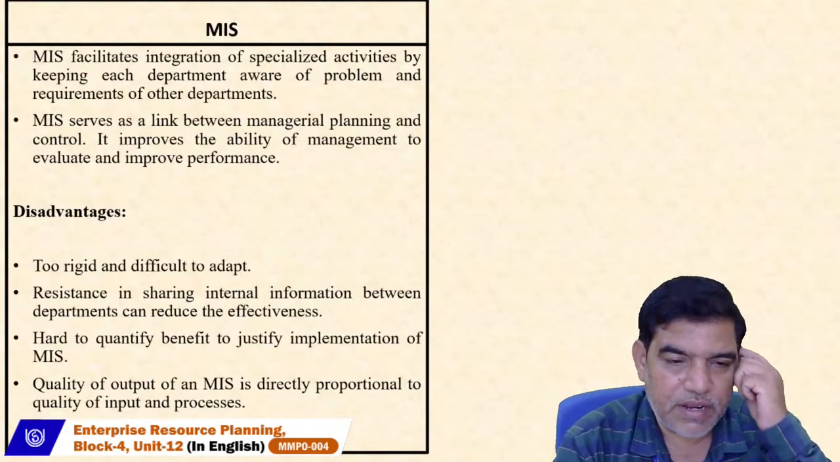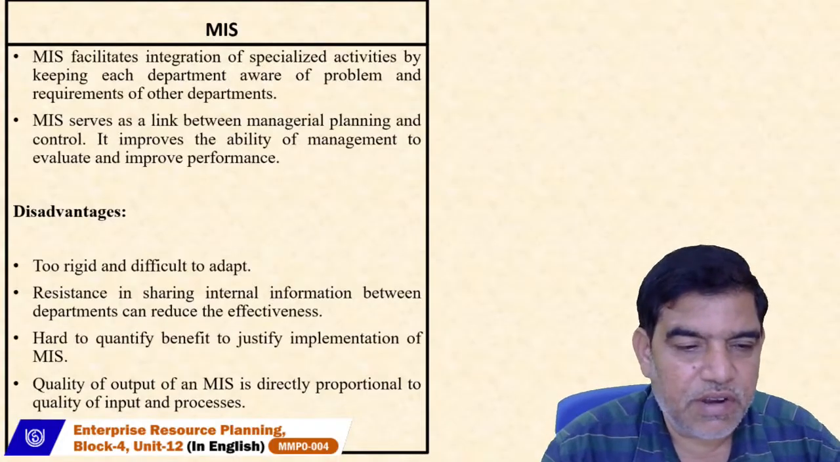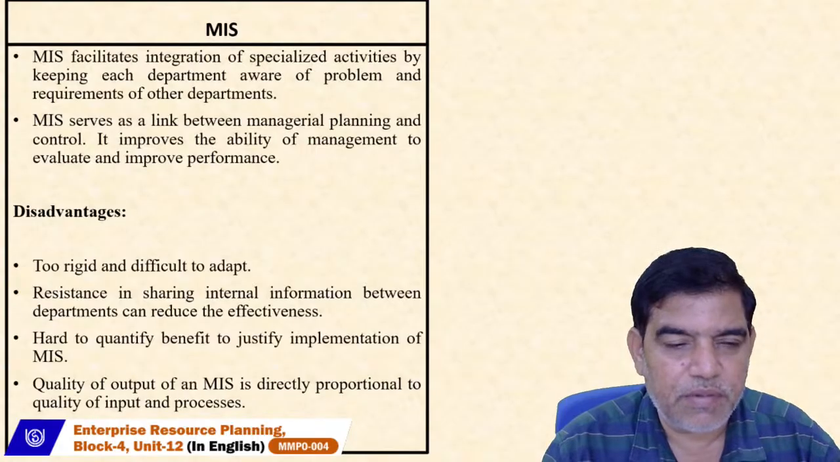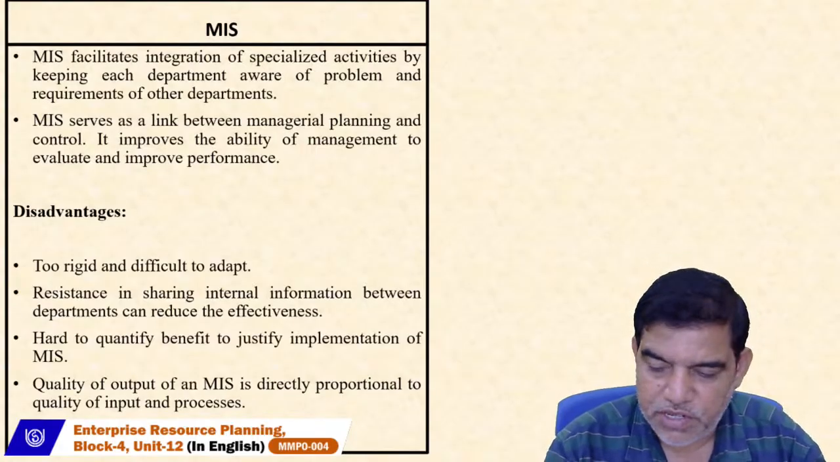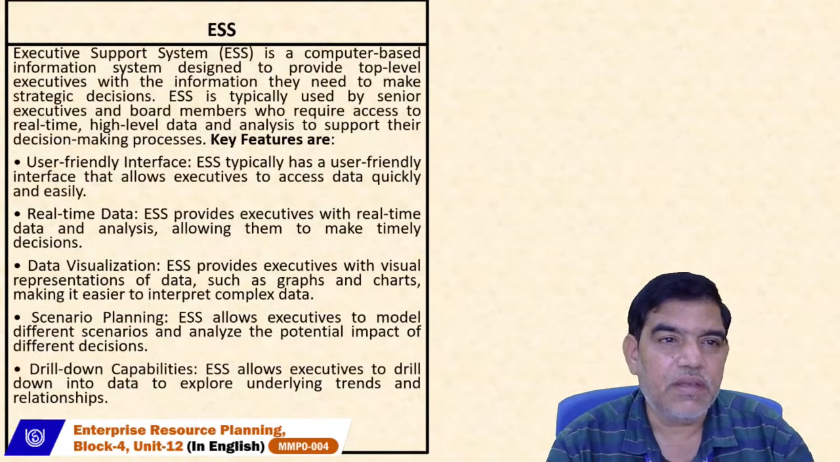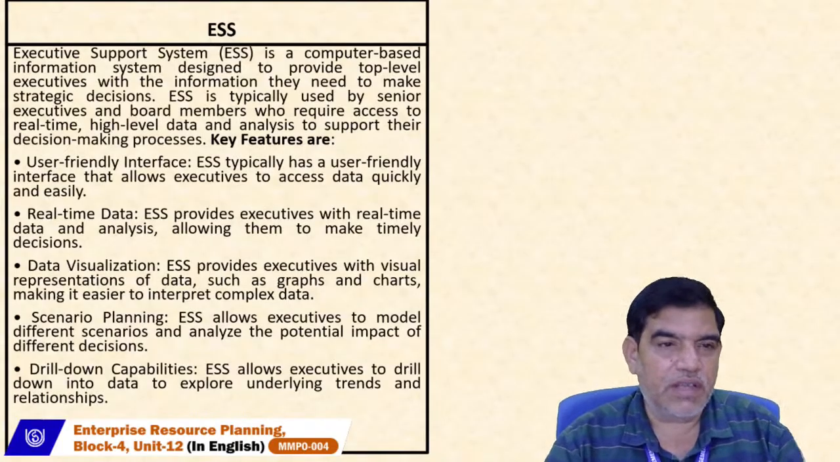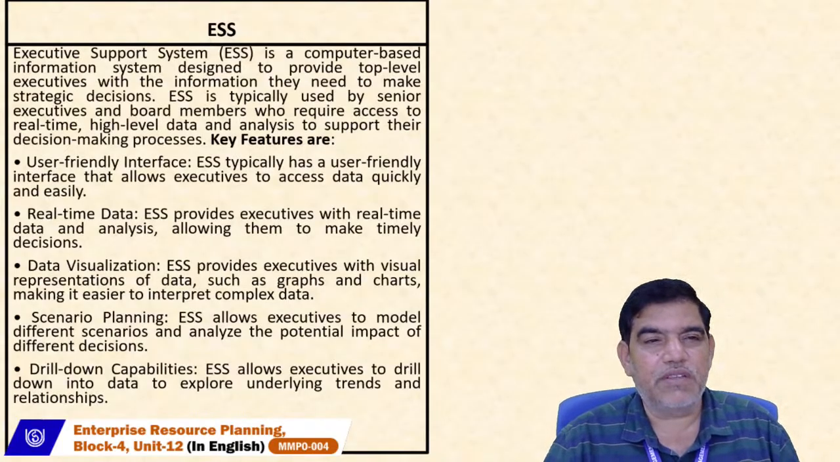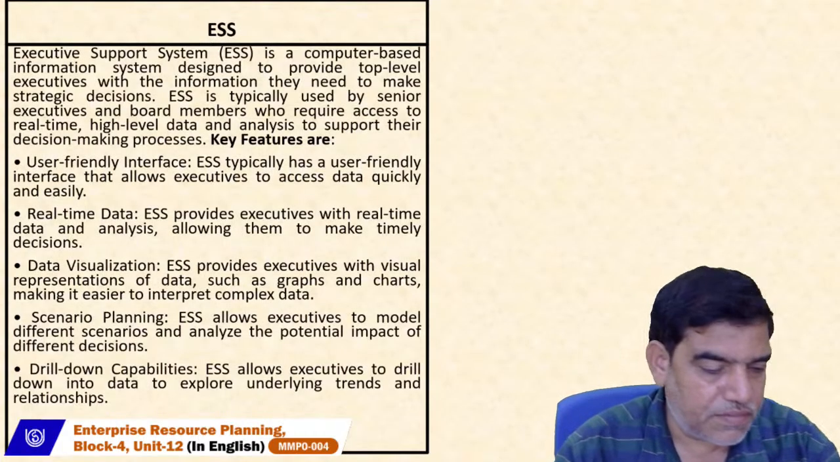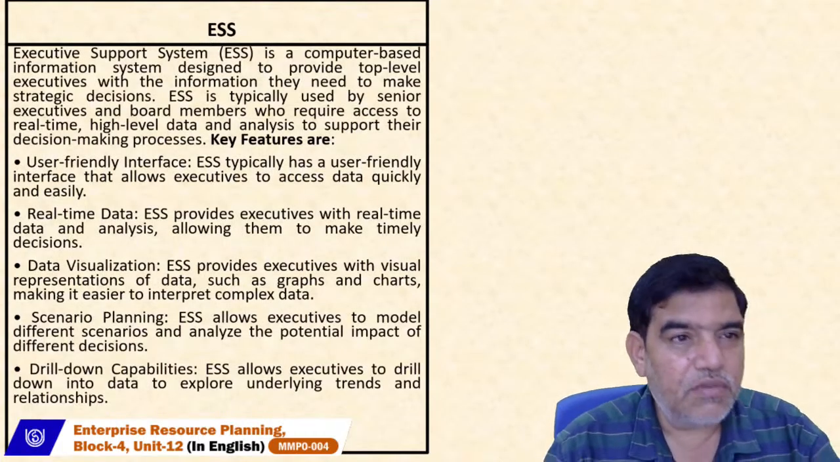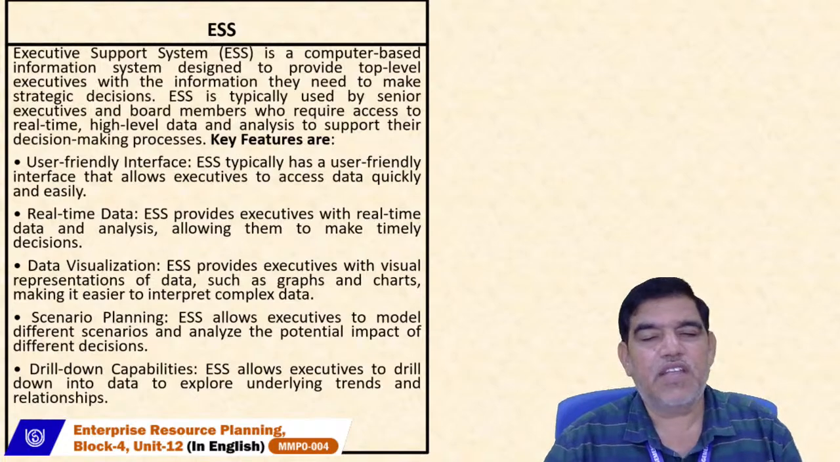The quality output of an MIS is directly proportional to the quality of input and processes. So these are known as your MIS. Now the next concept is ESS. What is actually ESS? ESS stands for Executive Information System.